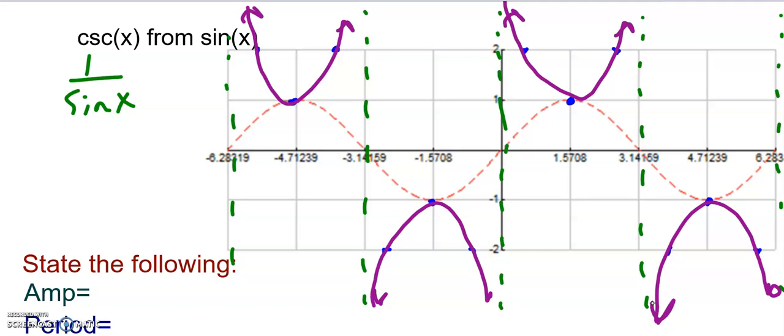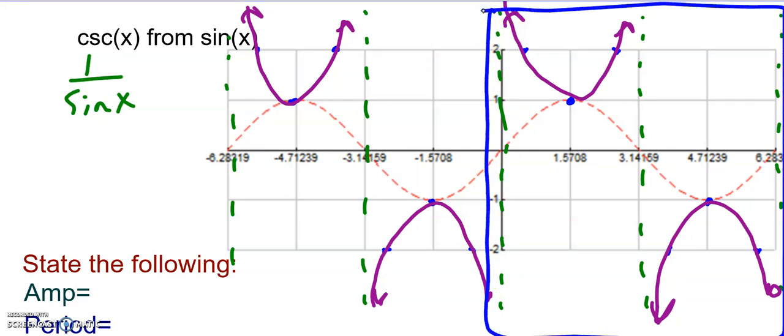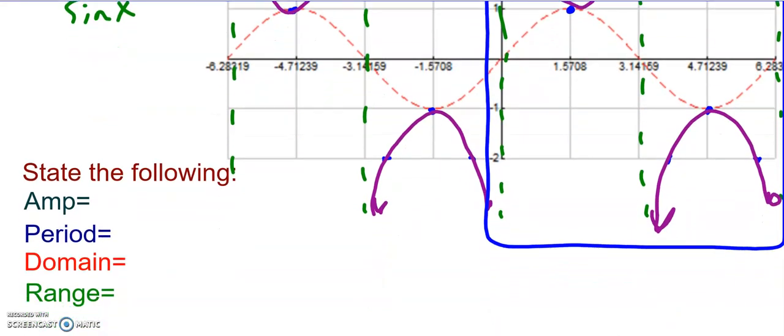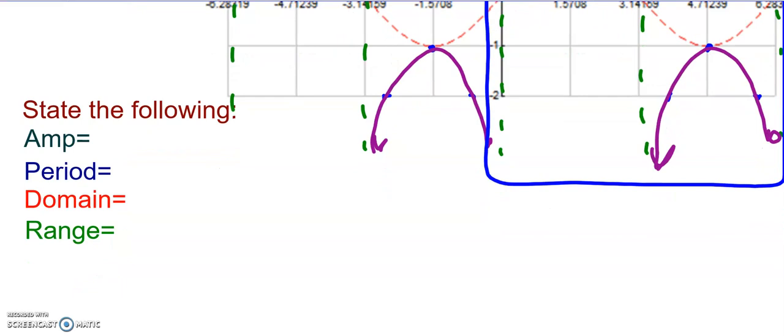So we don't want to get confused with tangent and cotangent, where the periods were a complete cycle, but they were also bounded by the asymptotes. Here the asymptotes don't bound a period. So one period of cosecant looks just like that. That is one period, because that is a complete cycle.